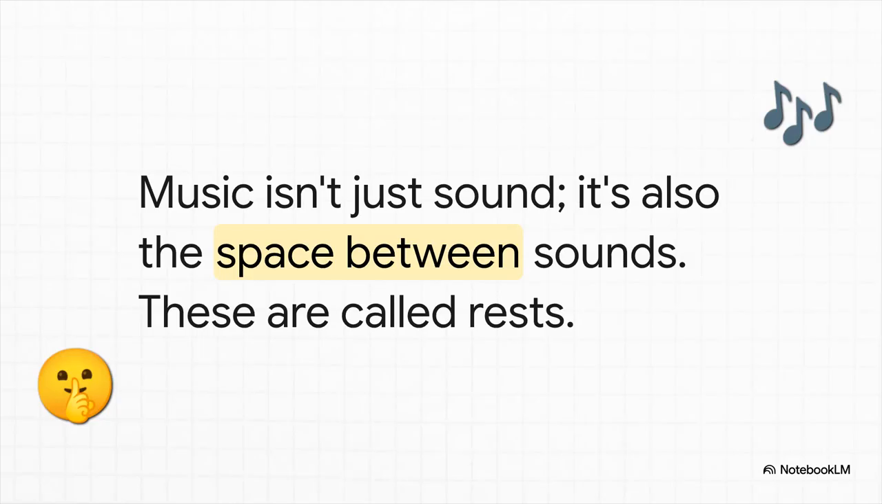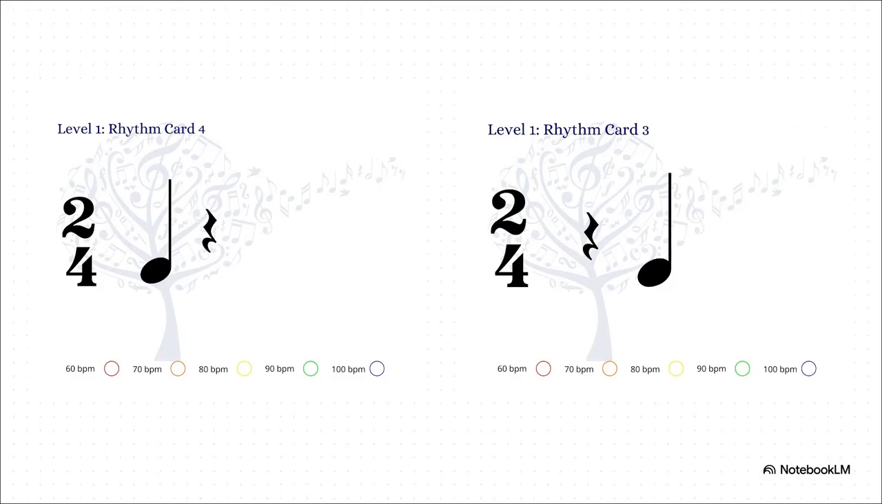But wait a minute. Music isn't just about the sounds we make, right? It's also about the space between the sounds. So what happens when we have a beat of silence? Well, in music, we call those silent beats rests. Okay, let's look at how this can work. On the left, we play on beat 1, and then we're silent on beat 2. So we'd say ta, and then just feel that second beat quietly. On the right, it's flipped. We're quiet on beat 1, and then we come in with ta on beat 2. That little moment of silence, it builds anticipation.